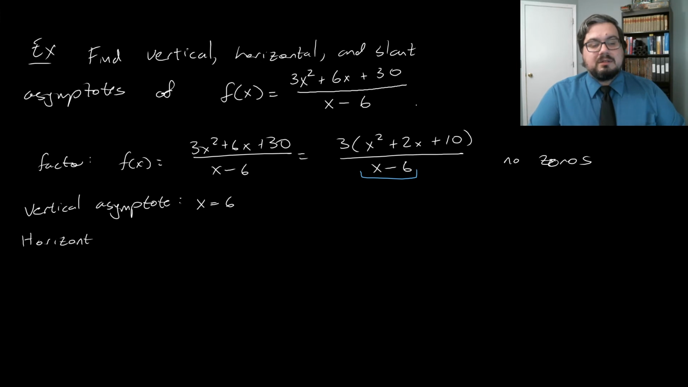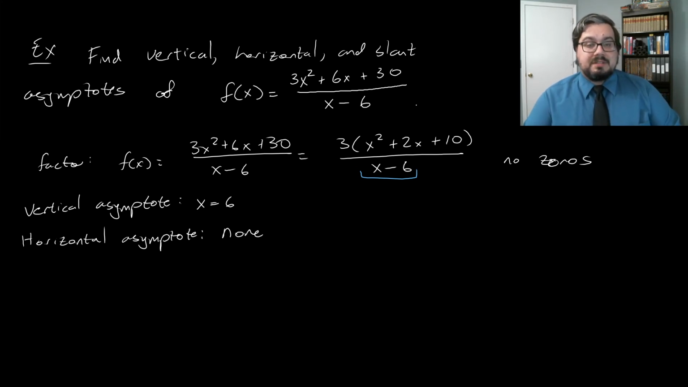Horizontal asymptote, well, we've got none. Because the degree of the numerator is higher than the degree of the denominator, there is no horizontal asymptote. However, because the degree of the numerator is 1 greater than the degree of the denominator, we have a slant asymptote.